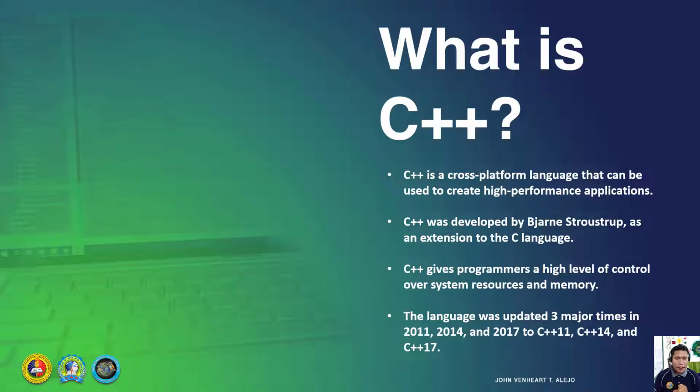Okay? So C++ is a cross-platform language that can be used to create high-performance applications. C++ was developed by Bjarne Stroustrup as an extension of the C language. So C++ gives programmers high-level control over system resources and memory. The language was updated three major times, in 2011, 2014, and 2017. The version of C++ we are using right now is C++14. For C++17, it seems we don't have a compiler for that yet. Okay, so that is what C++ is.